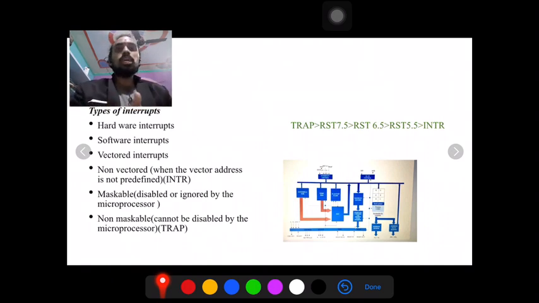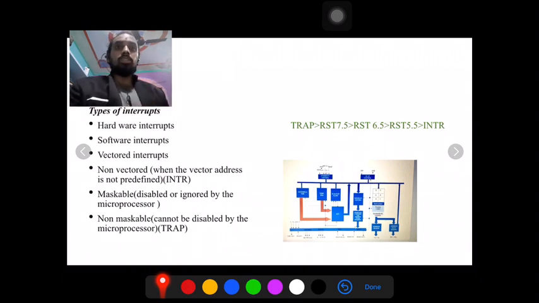What are hardware interrupts? When you're giving an interruption using some kind of a pin or a piece of hardware, you're attaching some pin here, so that is your hardware interrupt. What are software interrupts? When you provide some kind of a program, or some kind of program is there in a microprocessor, then it is your software interrupt.